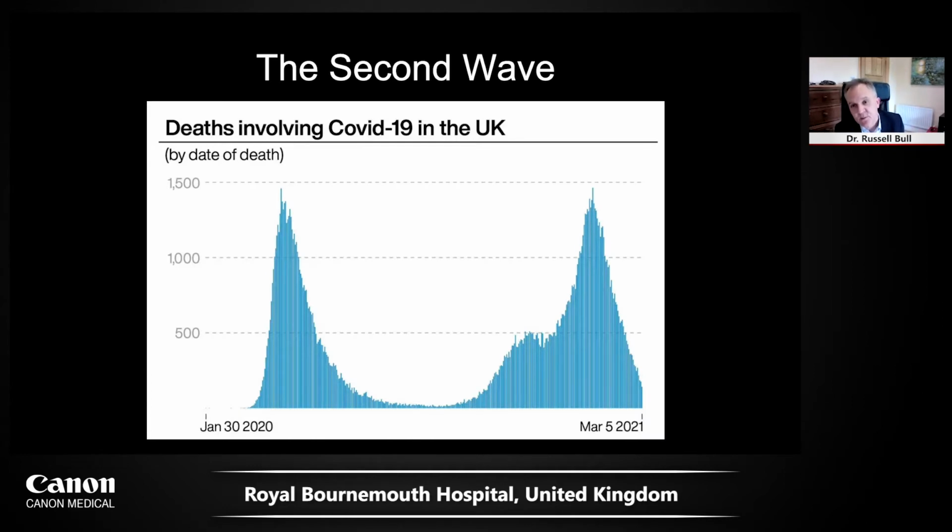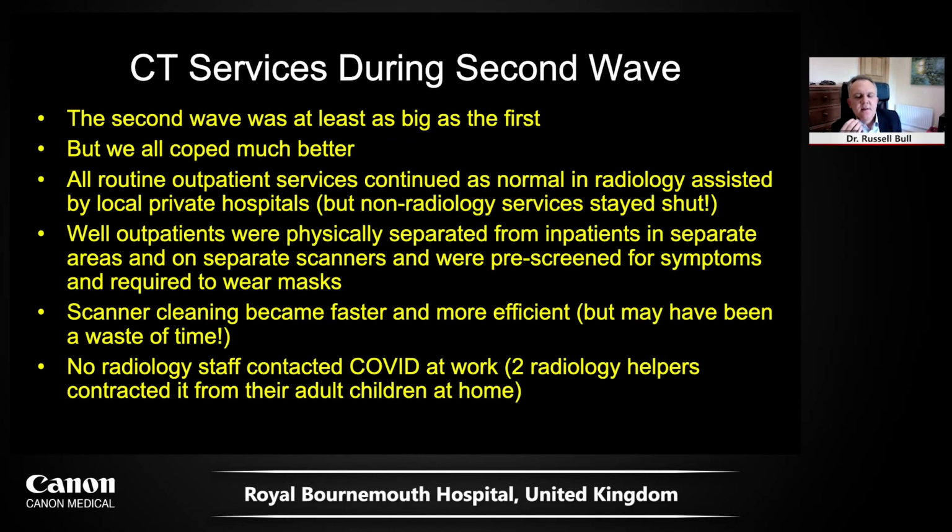You can see there was a second wave that was as big as the first wave, and it was much broader. That happened in March time. So what happened during the second wave to CT services? Well, the second wave was at least as big as the first, but we all did cope much, much better with it the second time because we were ready for it the second time.